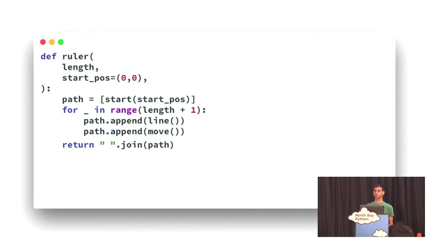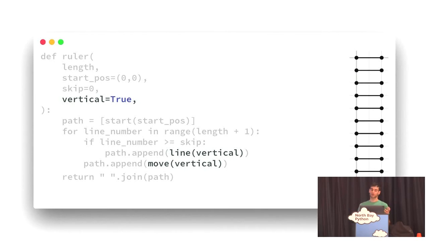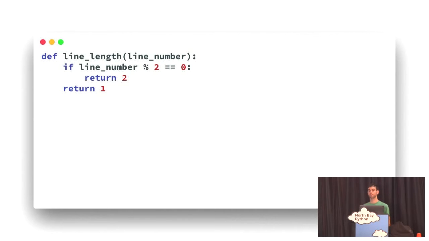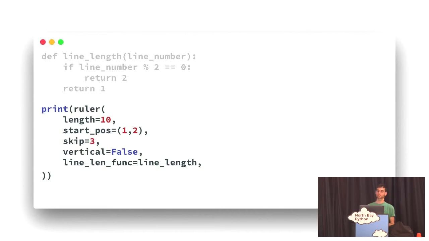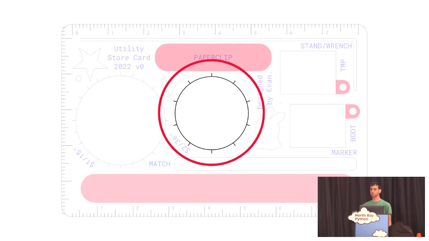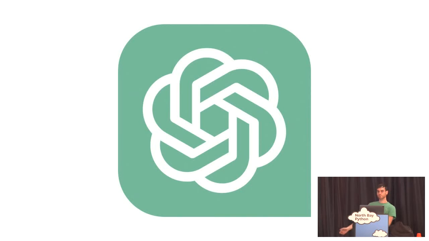Now we can generalize this code to do things like skip some starting values with an if statement, add another variable to change which direction the lines are to be drawn in, or change the line function to allow for a number to determine the length. And so if I define that function to make the lines be longer when they're even, I can then print the output of my function, which gives me a path of a ruler. Great. But what about more complex shapes, like this circle with degree markings that takes forever to change? Well, I could sit down and calculate the maths to do it, or I could just ask ChatGPT.